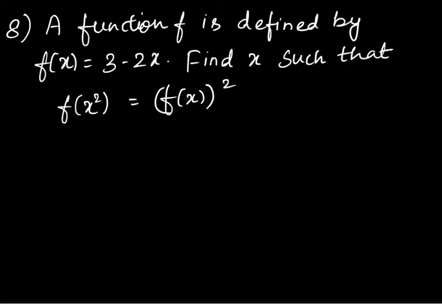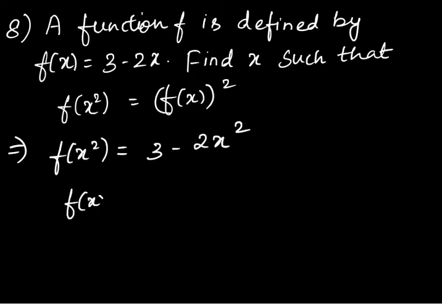Eighth question. A function f is defined by f of x is equal to 3 minus 2x. Find x such that f of x square is equal to f of x the whole square. So first we'll find the f of x square value. So f of x square is equal to, in the place of x just replace it by x square. So 3 minus 2x square. Next we will find f of x the whole square. So write f of x value, that is 3 minus 2x the whole square.